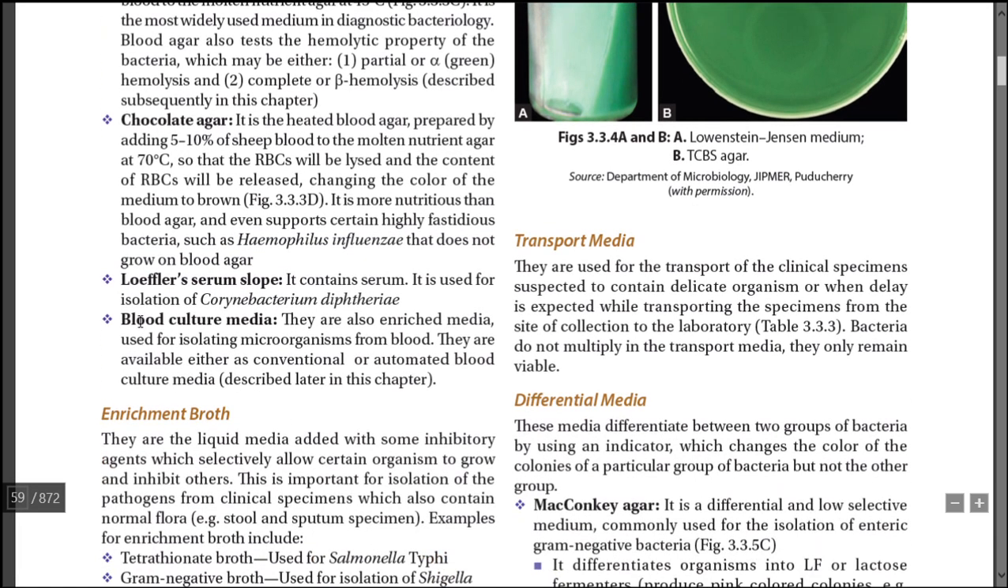Next, Loeffler serum slope. It contains mainly serum, as the name indicates. It is used for isolating Corynebacterium diphtheriae. Next, blood culture media. They are also enriched media and they isolate microorganisms from blood. That is what blood culture media means. They may be available as conventional or automated blood culture media.